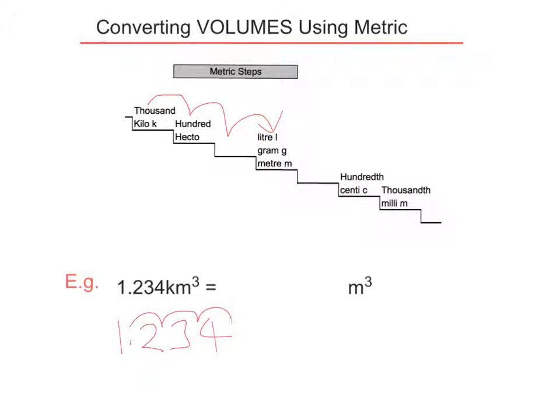1, 2, 3, 4, 5, 6, 7, 8, 9. Put in the point, fill in the gaps with zeros, and put some commas in to make it a bit easier to see what's going on. So the answer is 1,234,000,000. So that makes sense to me because we know that there's 1,000,000,000 metres cubed in a kilometre cubed. So if I've got 1.234 kilometres cubed, I'll get 1,234,000,000 metres cubed.